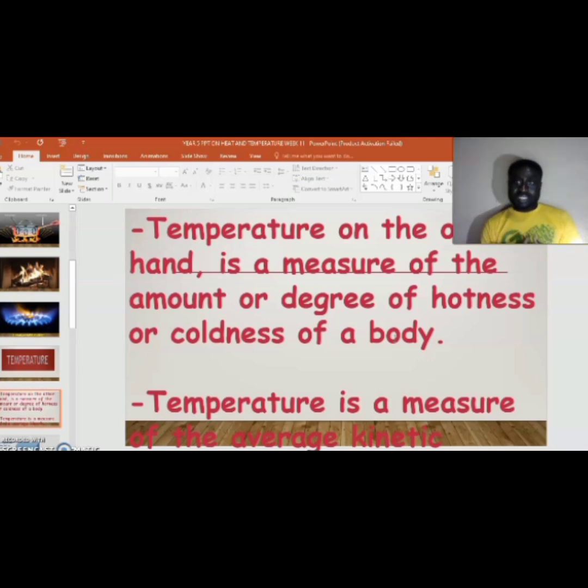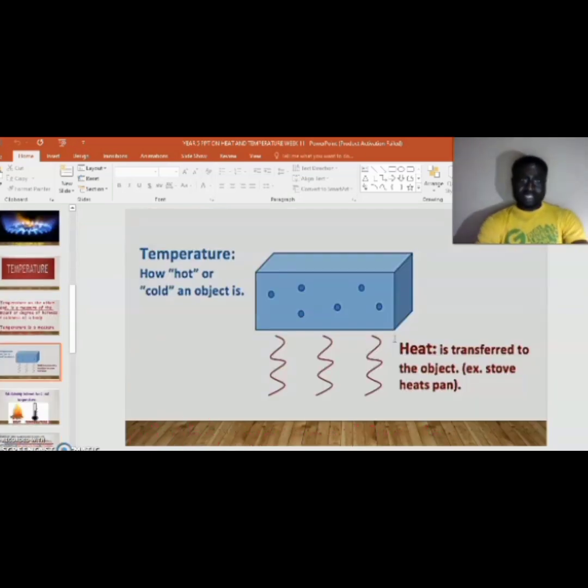Like we said, heat is a form of energy, and it's a thermal energy that is transmitted from a hot body to a cold body. While that process is happening, we say there is temperature rise or temperature decrease. So I'll go further to explain this. Temperature is simply how hot or cold an object is.